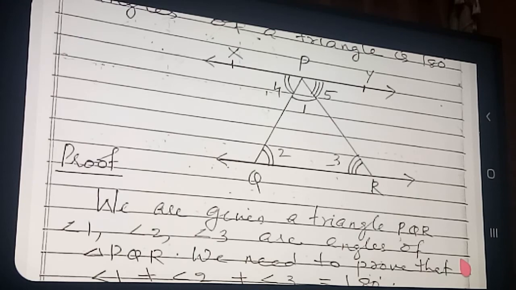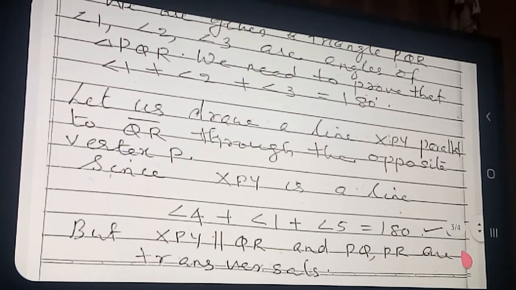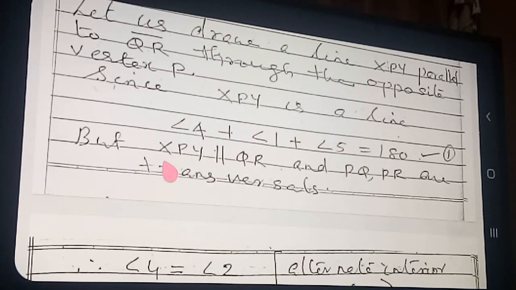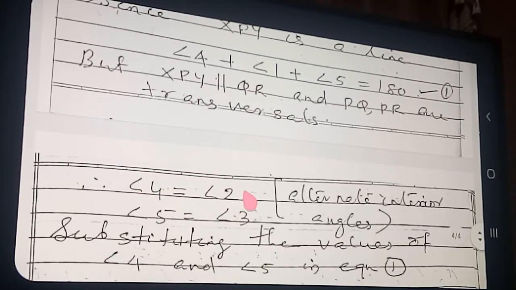You can see here, from the diagram you understood it. See what I have written. XPY is parallel to QR, and PQ and PR are the transversals. Therefore, angle 4 is equal to angle 2. Therefore, angle 5 is equal to angle 3. And what is the reason I have written here? Alternate interior angles.